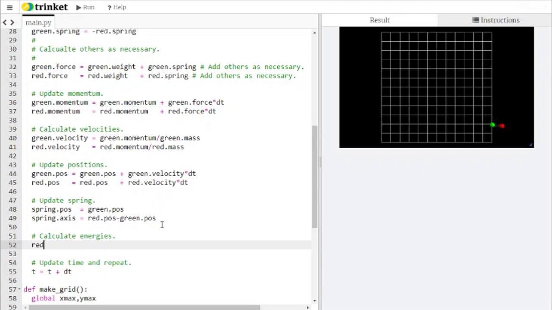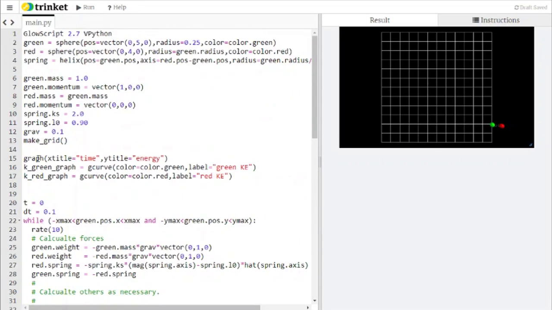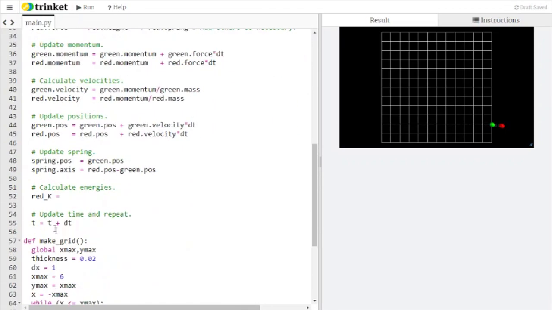And so we'll have red K. Actually, this is probably seeming pedantic, but let me make these little k's and capital K's, just so we don't get it confused with the spring stiffness ks up here. So the red kinetic energy is 1/2 times, we're going with red, so red dot mass times magnitude of red dot velocity squared. So good old 1/2 mv squared.